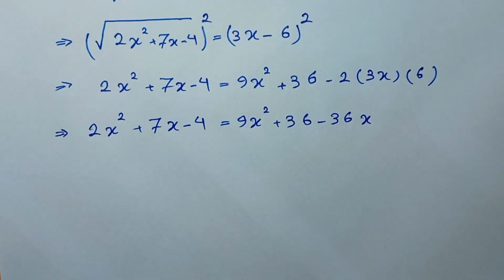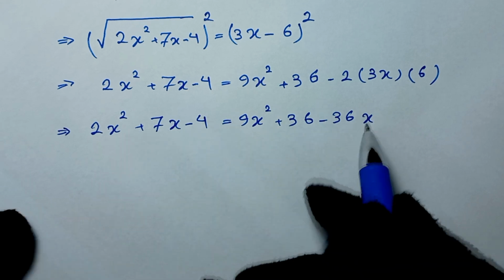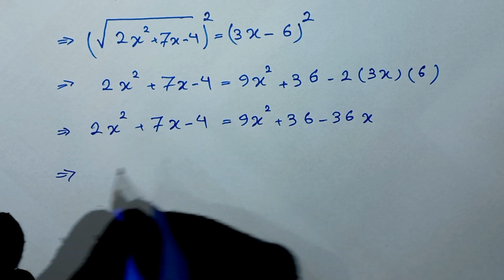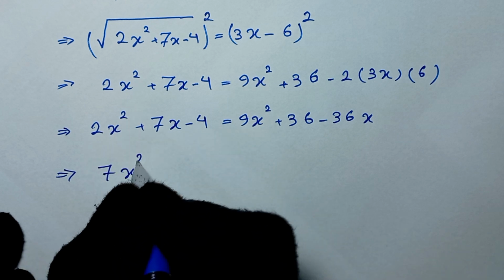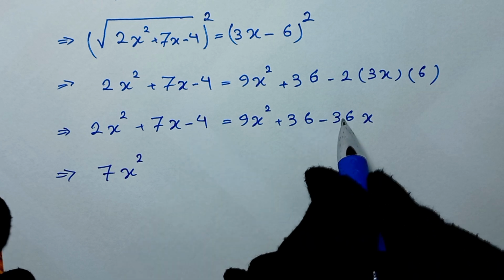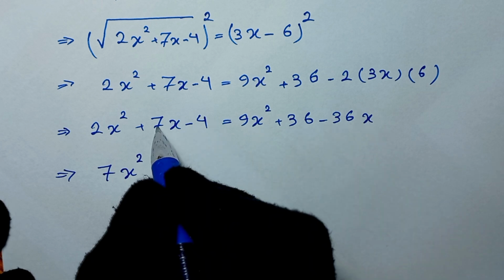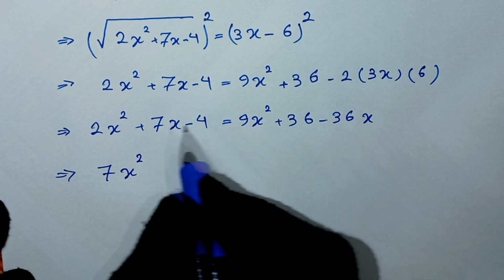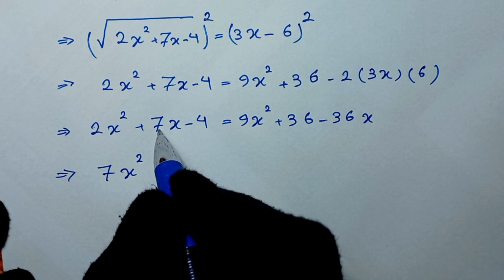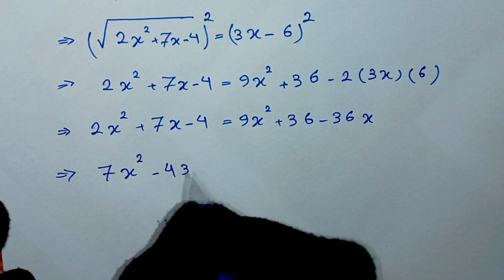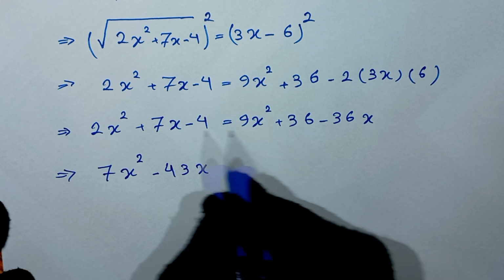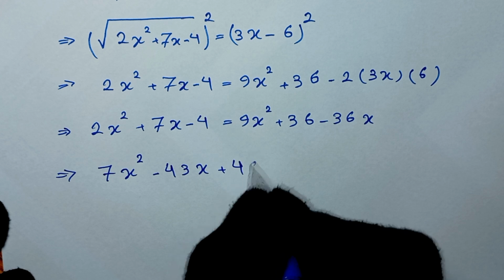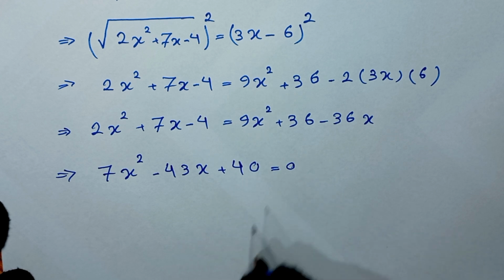And next step, we take this 3 part to this side, and it will be 9x squared minus these 2x squared, it will be 7x squared, and negative 36x minus this 7x, right? This to this side will be negative 7x. So negative 36x minus this 7x, it will be negative 43x, and this to this side will be positive 4, and 36 plus this 4, it will be 40, and this is equal to 0.